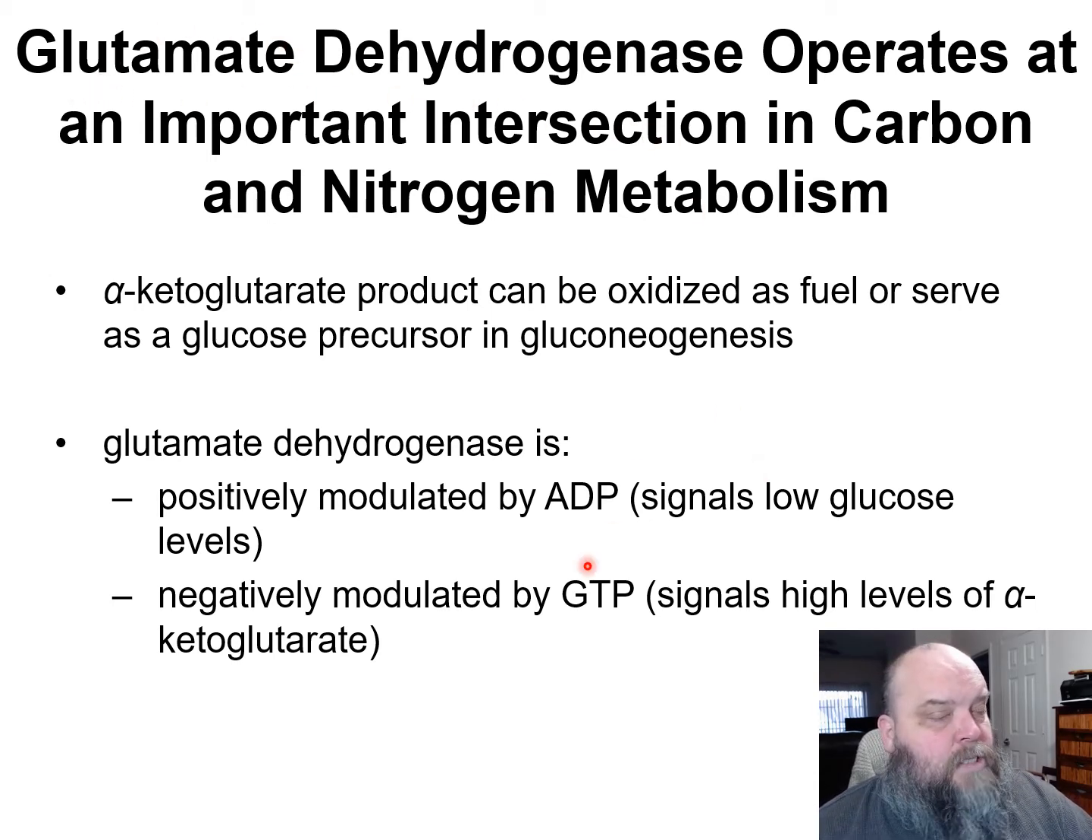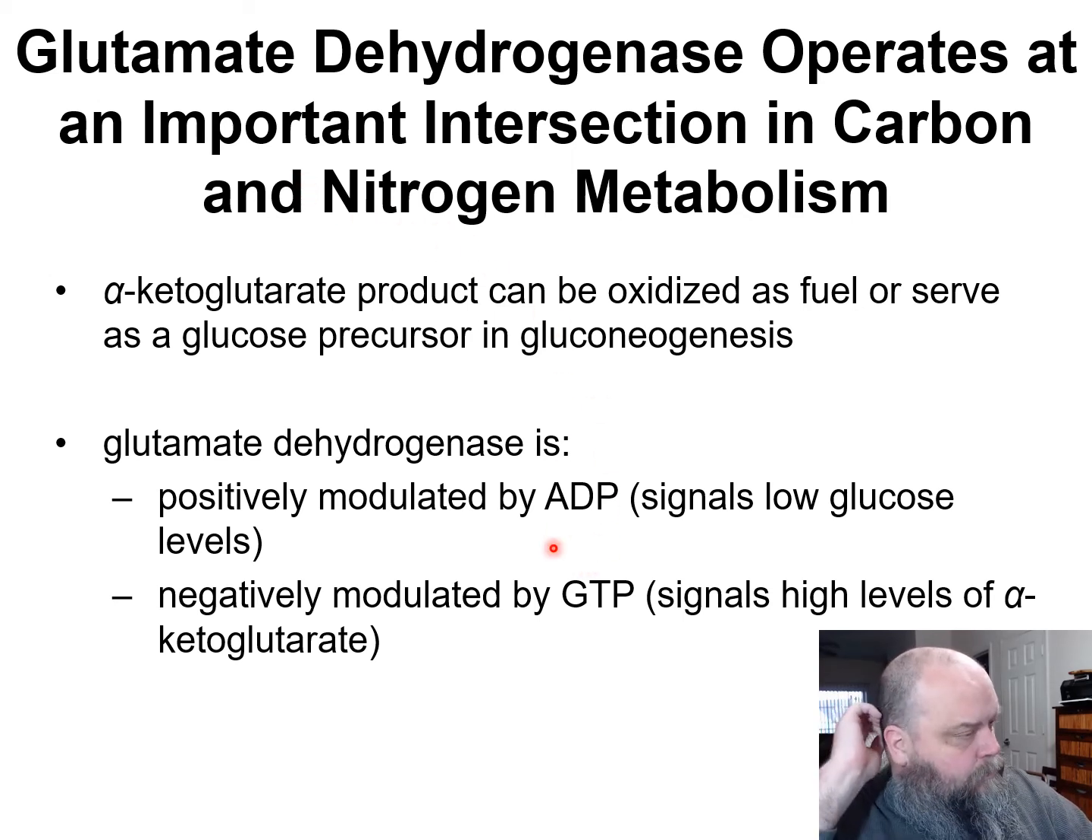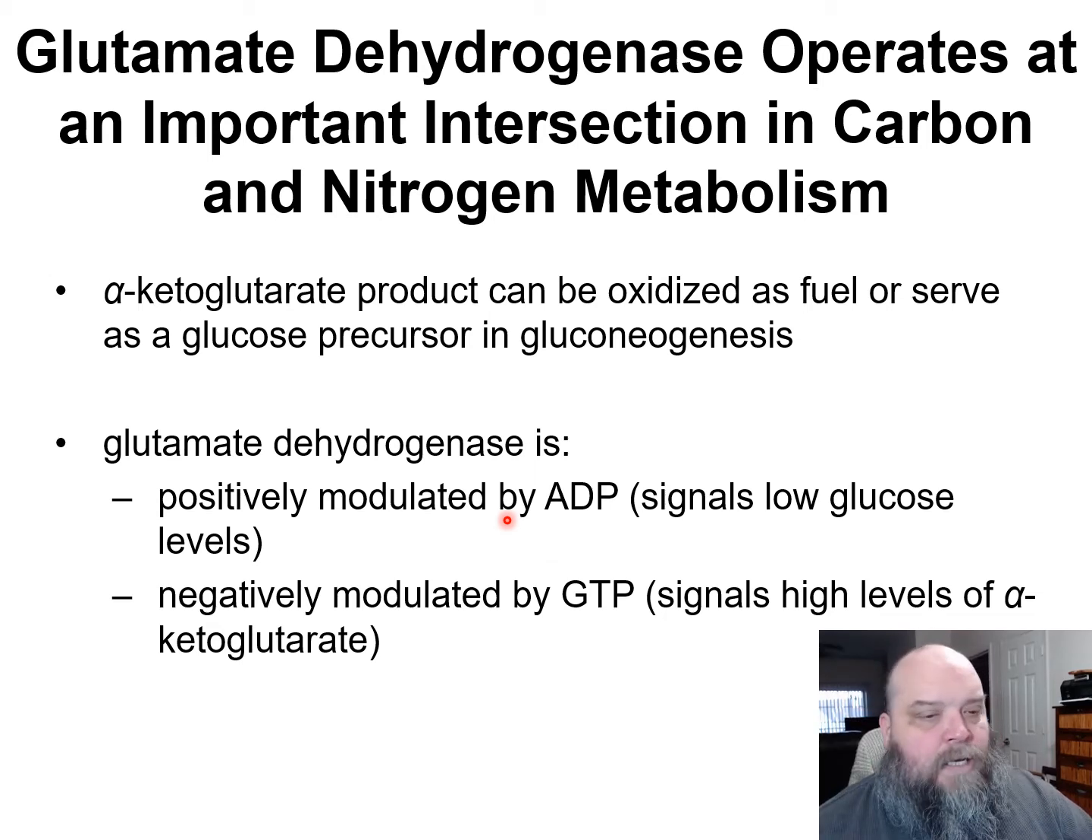Our friend glutamate dehydrogenase, this enzyme here, operates at an intersection. Again, which way are things going to go? Because that alpha ketoglutarate can be further oxidized, fuel, making ATP, or take the energy there and all those bonds, reform them as glucose, store it away for later, or put it out into the bloodstream to be shared with other cells, gluconeogenesis.